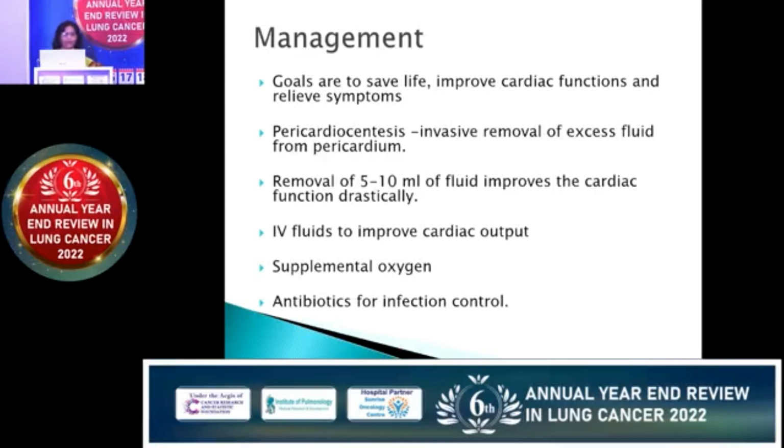We don't know what may be the content of the fluid that is present over there. Sometimes we send the sample after collecting for cultures also.